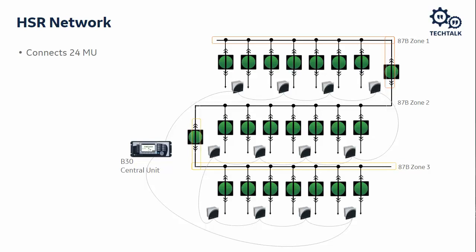Now, since this is a ring, it gives us some redundancy without the added cost of having switches. The UR supports this sort of ring network. The MU320 would have to have a separate device called a red box to provide this HSR ring.